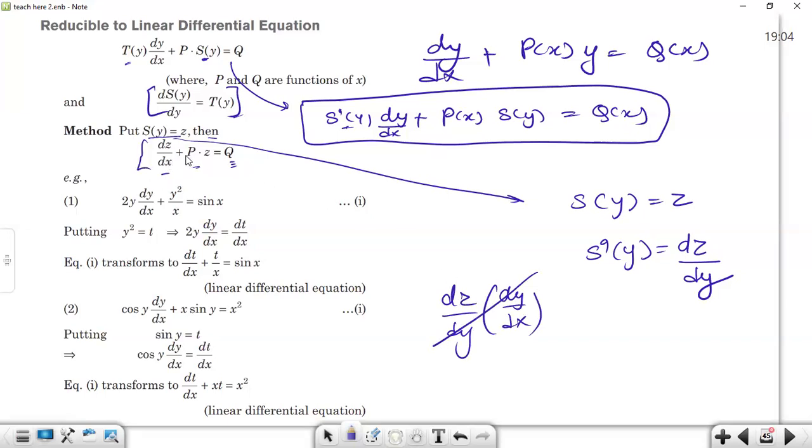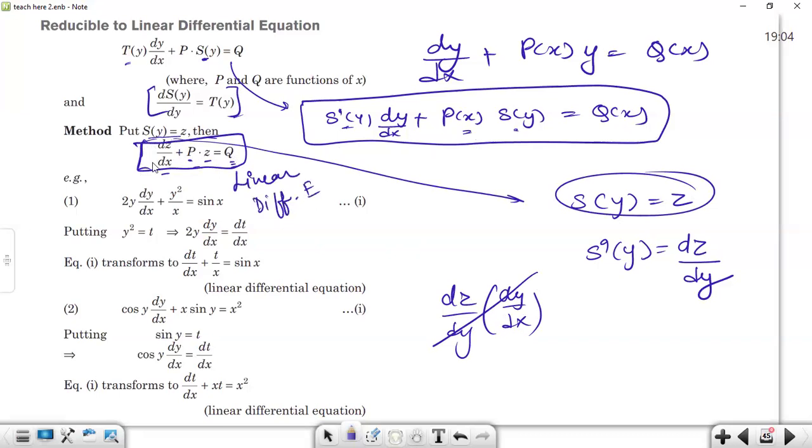They skipped so many steps in between. So this becomes dz over dx plus P, and f of y is there, which is z, equals Q. So basically now we have made it into a simpler form, and this is now the linear differential equation, where f of y is simply substituted with z. So this is the trick, and the remaining portion will be simple and easy.